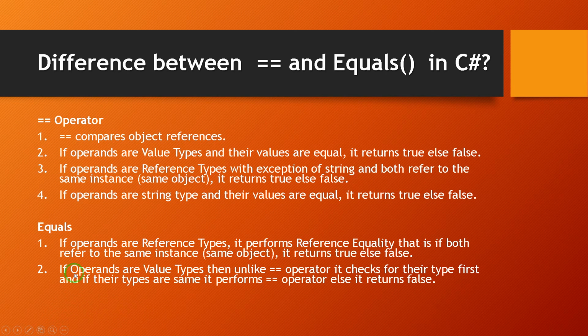Second point, if operands are value type, then unlike equal to operator, it checks their type first, and if their types are same, it performs equal to operator, else it returns false. These are some differences between equal to operator and equal method.